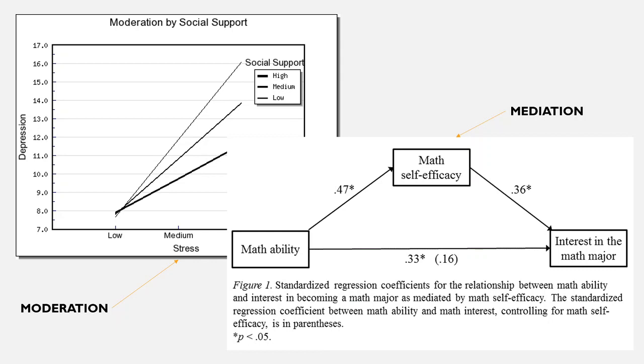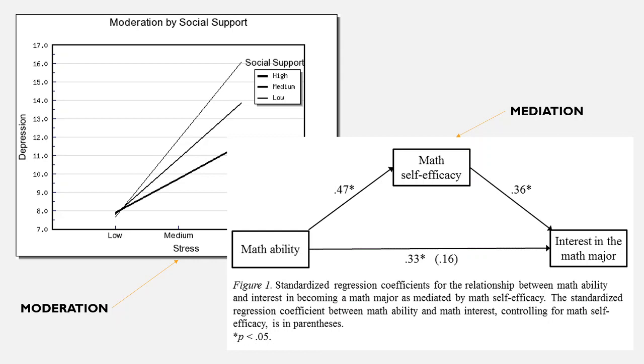So, for example, in this visual, math ability is related to interest in the math major. Well, it appears to be the case that math ability seems to boost what we call your self-efficacy, or your belief that you can accomplish something. And it's this boosted belief in your own abilities that in turn appears to more proximally be associated with that interest in the math major.